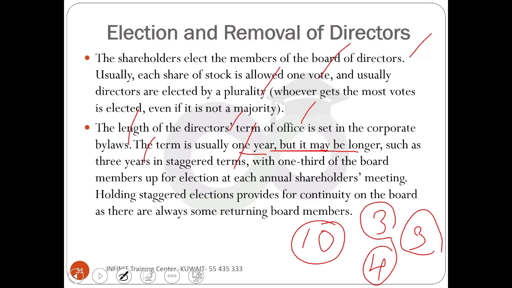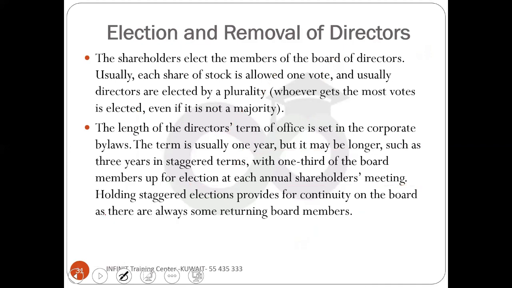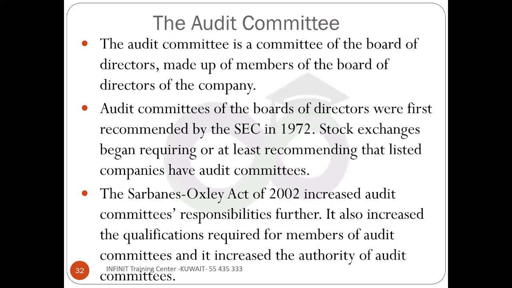So maybe it can be 3 years, with 1/3 of the board members up for election at each annual shareholders meeting. Only 1/3 of the board members will be up there for the election. So all the 10 will not be there. So holding staggered elections provides for continuity on board, as there are always some returning board members. So when it is staggered elections, at least some people who have experience in the company will be there in the board, and that will help the organization to get continuity in managing the company.